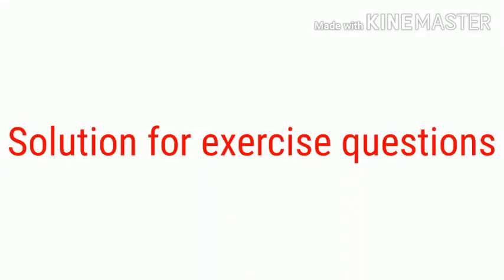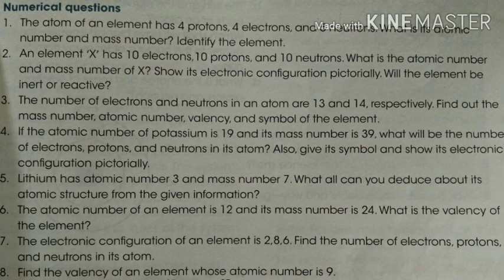Dear children, today let's do solution for exercise questions. These are the questions in your textbook, page number 75. Let us see the first question. The atom of an element has 4 protons, 4 electrons and 5 neutrons. What is its atomic number and mass number?